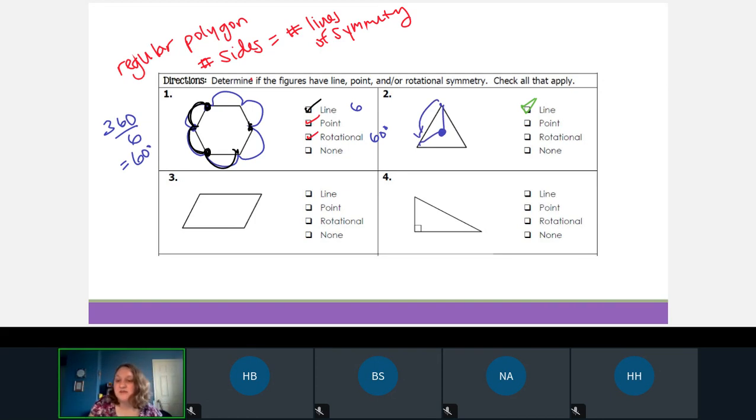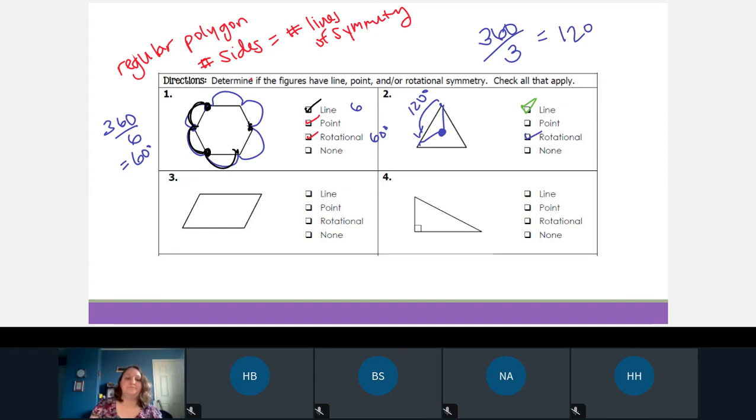Okay, so how many degrees of rotation would there be? Yes, Lydia, perfect. Anyone else? What would be the degree of rotation? 3 turns, Hannah. Very good. So we're going to do 360 divided by the number of times I could turn it, or the number of sides of the polygon, and we get 120. So each rotation would be 120 degrees. So it doesn't have point, but it does have line and rotational.